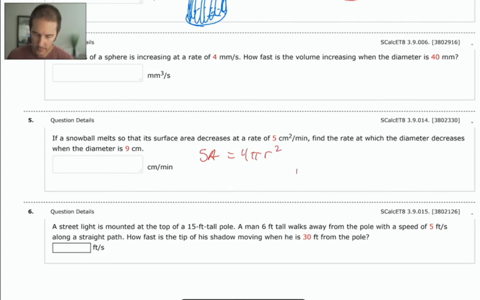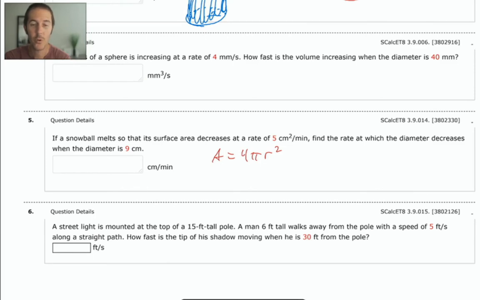You're going to be taking the derivative with respect to time because minutes are in the denominator. So you're going to have dA dt on the left-hand side. You're going to end up with a dr dt on the right-hand side and an r value on the right-hand side. You're being given the rate of change of the surface area. It's decreasing at a rate of 5 square centimeters per minute.